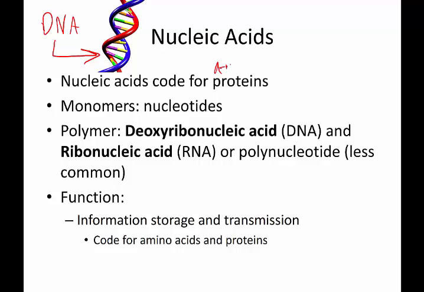Nucleic acids are actually very important in the cell, because they code for amino acids. In other words, it actually tells the cell what proteins it needs to make. So DNA contains all the information to make proteins. That's one of its most important functions, coding for proteins. The monomer of nucleic acids is called nucleotides.